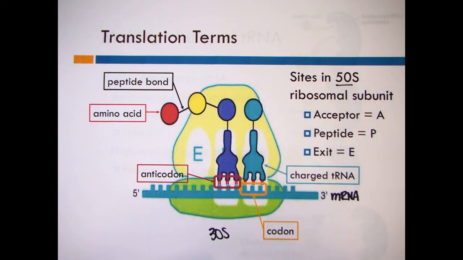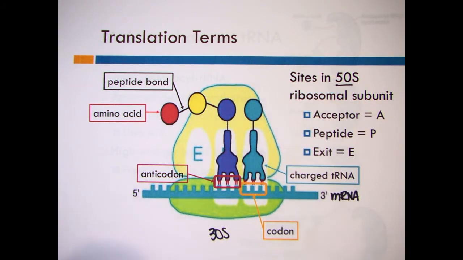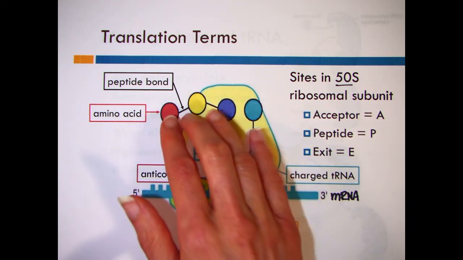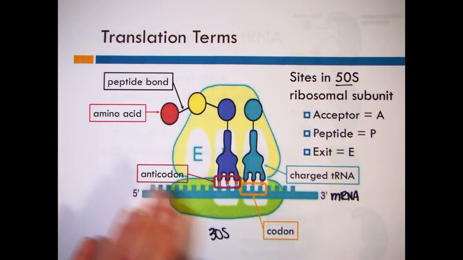tRNAs will enter the ribosome carrying an amino acid, and so a tRNA with an amino acid is called a charged tRNA. These amino acids are going to be moved as the translation happens, and the bond that will form between them is called a peptide bond.